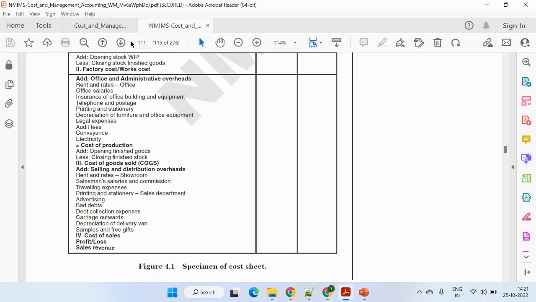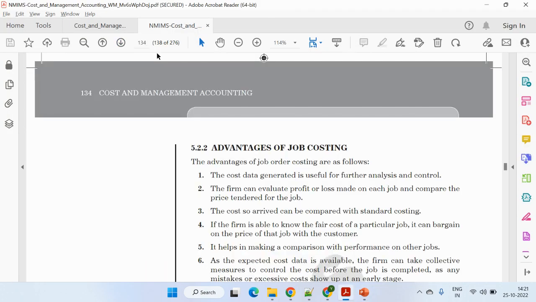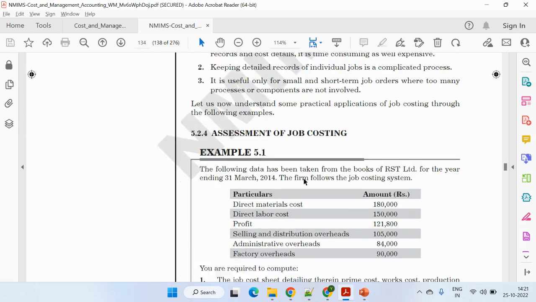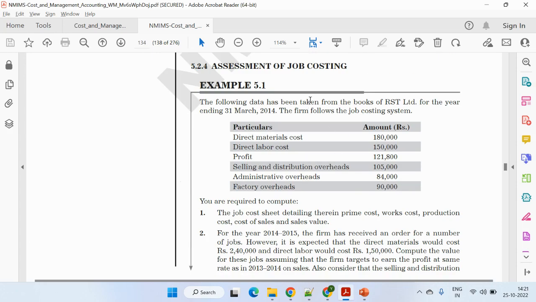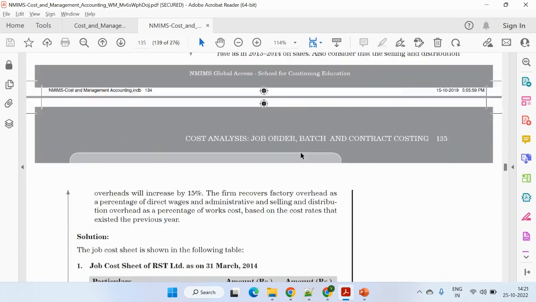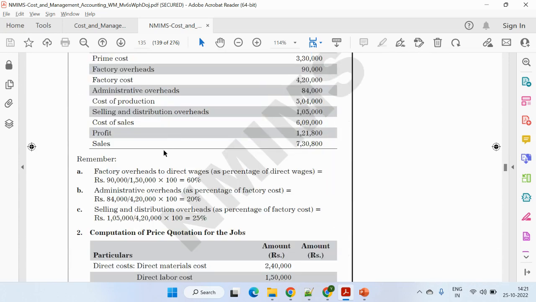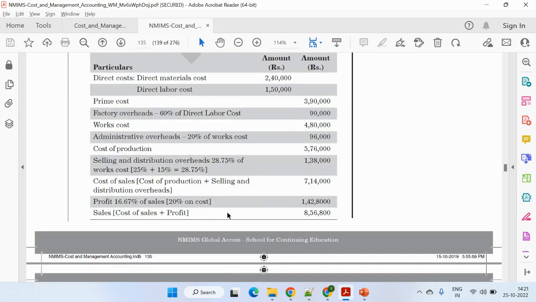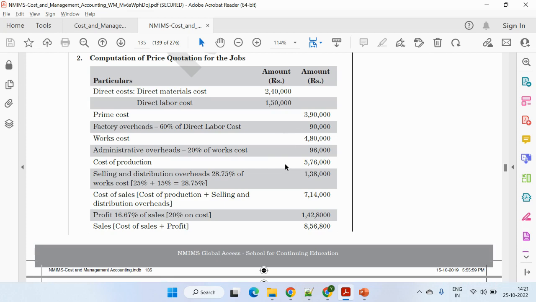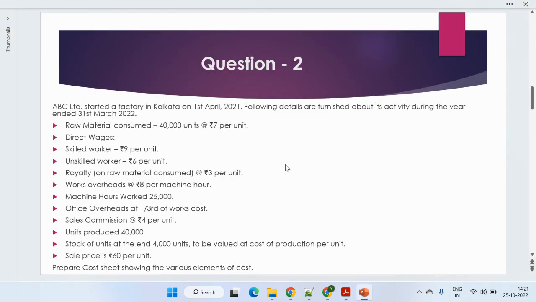Now going to page number 134, one important aspect regarding the various formulas provided, so you can refer to this particular example. If you mention direct material cost, direct labor cost, so many things are specified. You can use this to put in the various calculations, like the factory overheads to the direct wages, how the formula is derived, what the calculation is, administrative overheads, selling and distribution overhead, and how you can calculate these values. So you can use these as formulas to derive the values for this particular question.